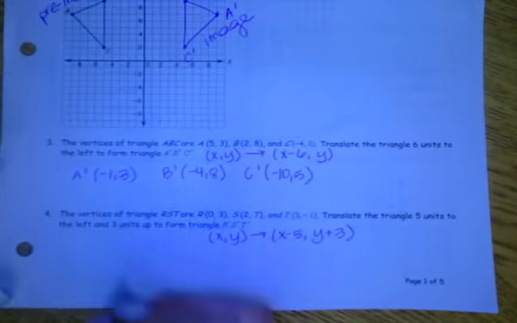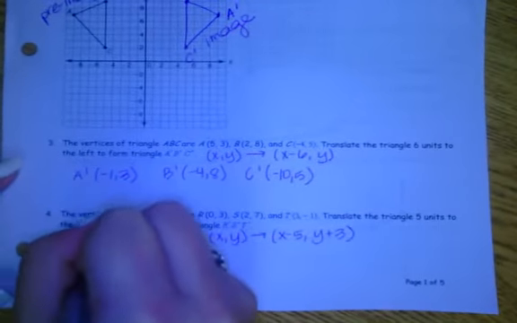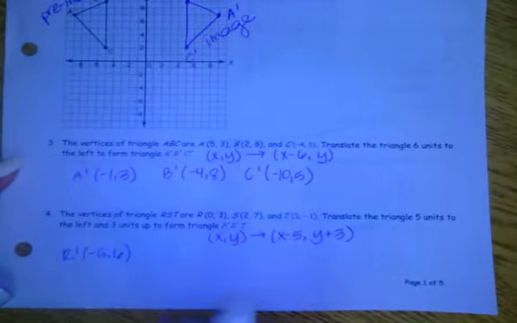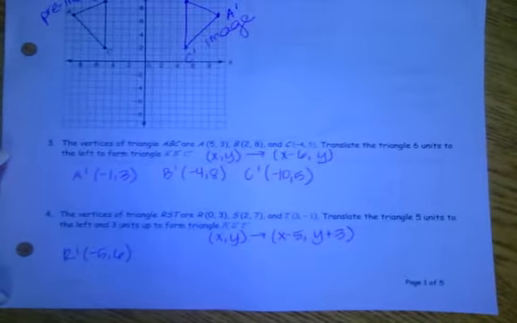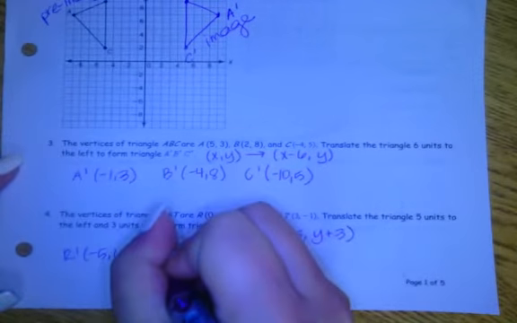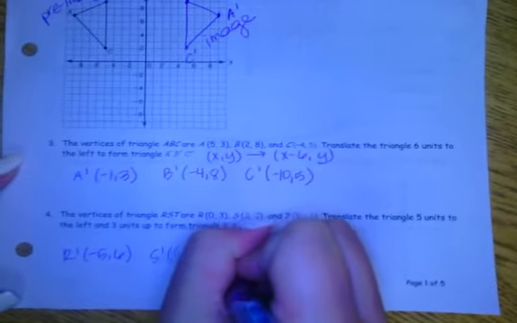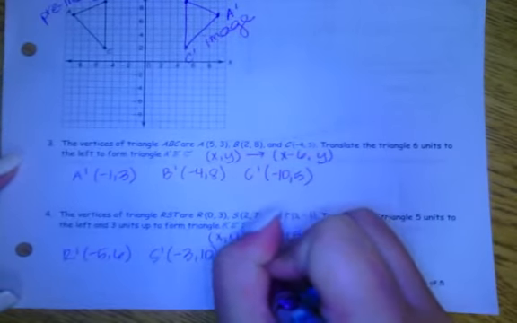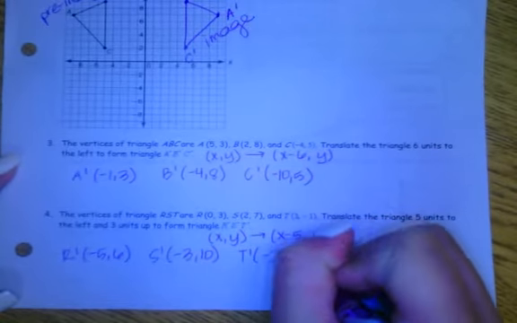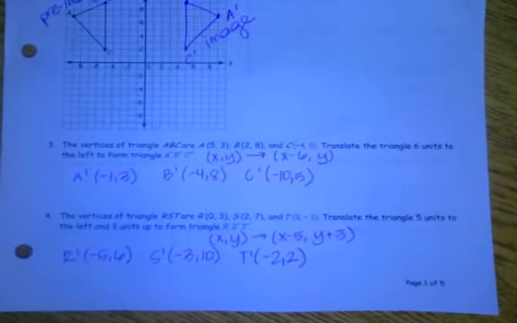Andrew, what'd you get for R prime? -5, 6. Do we agree with him? Somebody say no. No? Okay. Ethan, what is S prime? -3, 10. Very good. And Fernanda, T prime? -2, 2. Alright, so that was all what we did last class. Are there any questions over the warm-up?